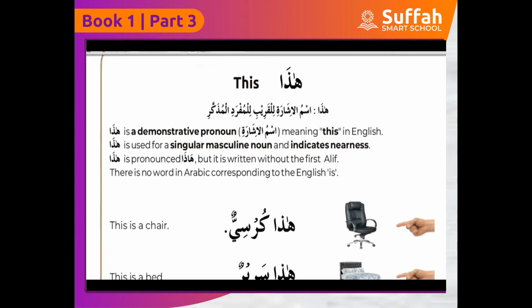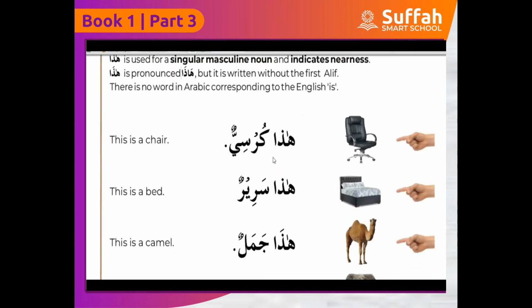Now, we will read this sentence. Hada kursiyun. What do we read it? Hada kursiyun. Kursiyun means a chair, and hada means this. So there are two words. One is hada, which means this, and the other word is kursiyun, which means a chair.